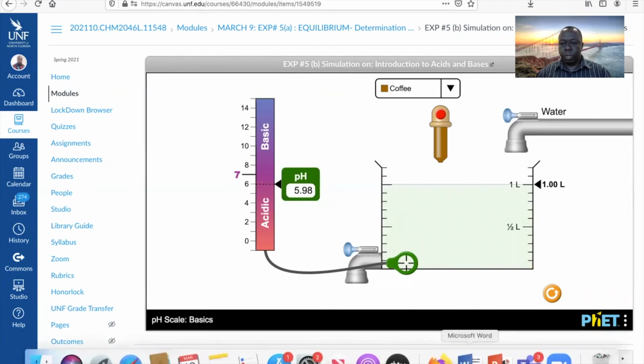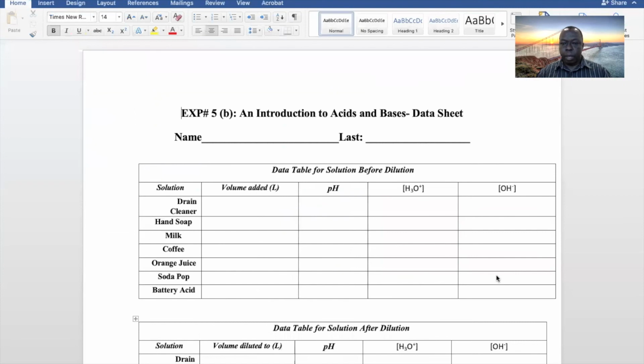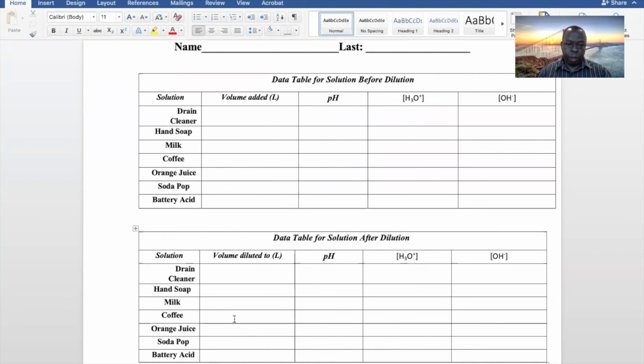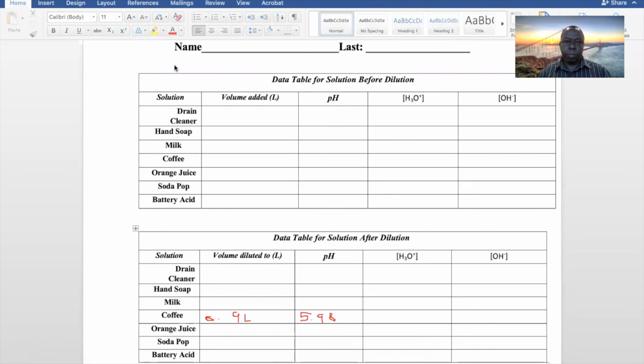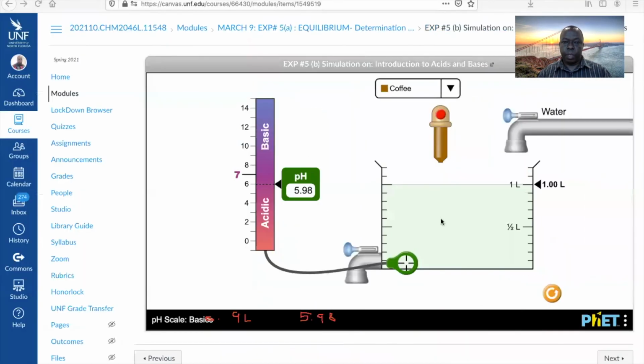So what you do is come over here and I'll go to the coffee. So I was dealing with coffee. I added 0.9 liters, and the pH increased to 5.98. I believe this was the pH, all right? That was the pH after the dilution, 5.98. That's what you will add.